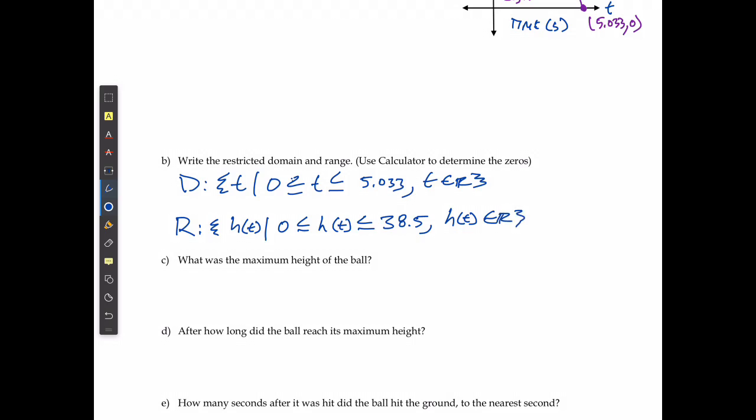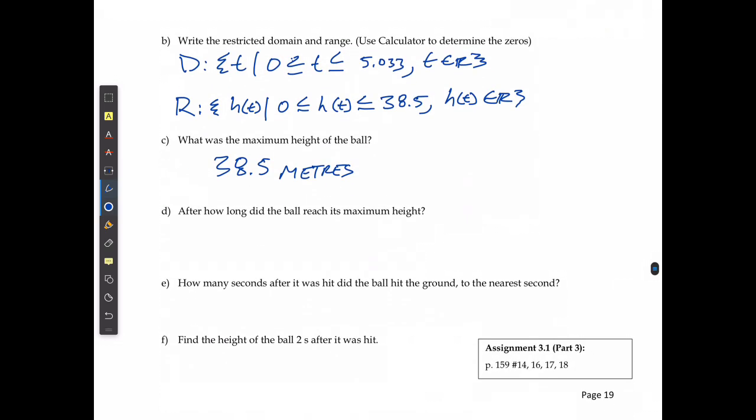What was the maximum height of the ball? 38.5 meters. How long after the ball was hit did it reach its maximum height? 2.5 seconds. How many seconds after it was hit did it hit the ground to the nearest full second? It was about 5 seconds afterwards.